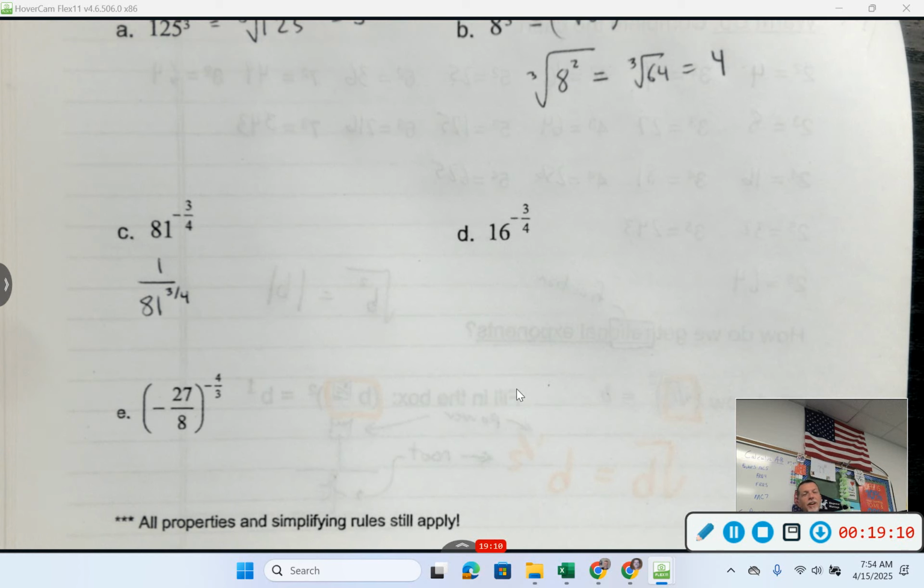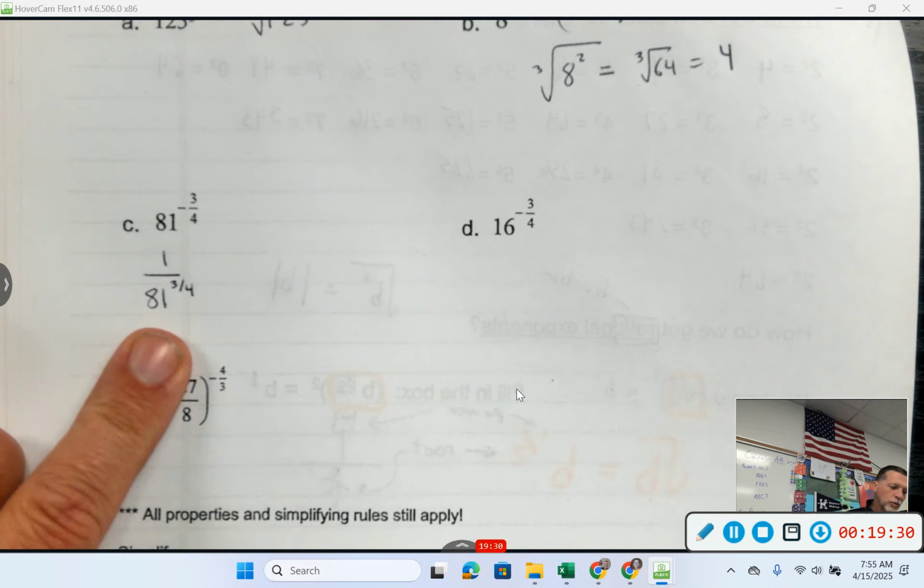And now I think we have a clear choice. Would you rather do the power or the root first on this one? I agree, because I do not know what 81 cubed is. And even if I did, it'd be tricky to take the 4th root of whatever that big number is. Instead, let's do the 4th root first.